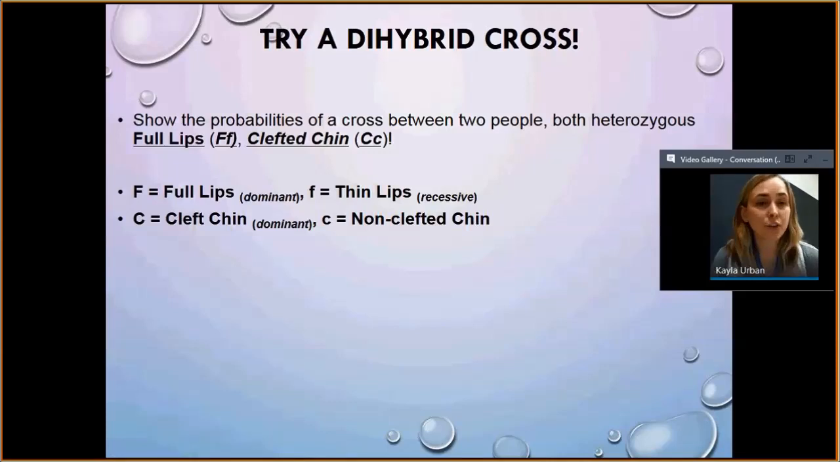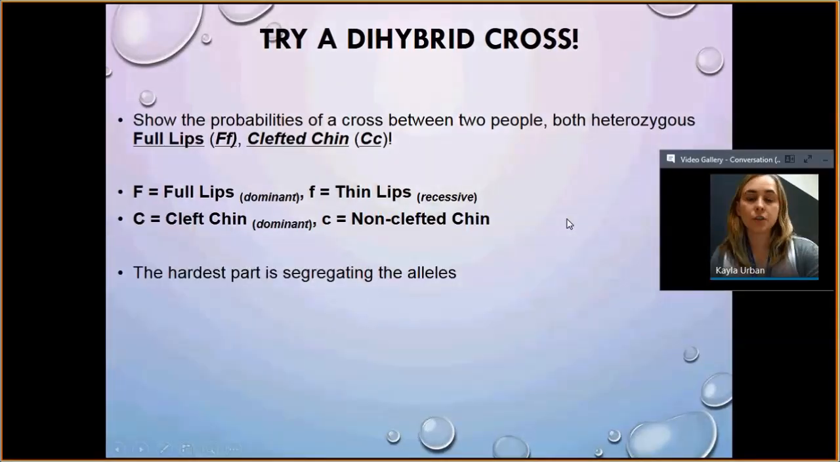And if you guys aren't sure what a cleft chin is, it's when you've got that little dimple in your chin. Sometimes people call it a butt chin. So if you don't have that, then that is going to be considered the recessive trait. If you do have that dimple in your chin, then that is going to be considered the dominant trait in this example.